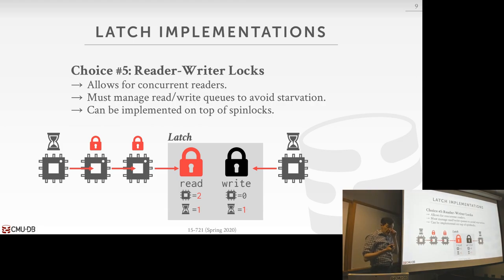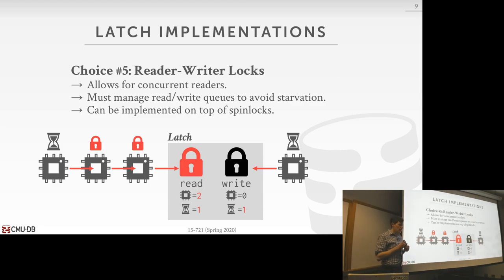For project one, when you run the benchmark we gave you, the cores are spiked at 100%. Why? Because they're all spinning trying to acquire that latch. I don't think the Intel latch we're using yields.